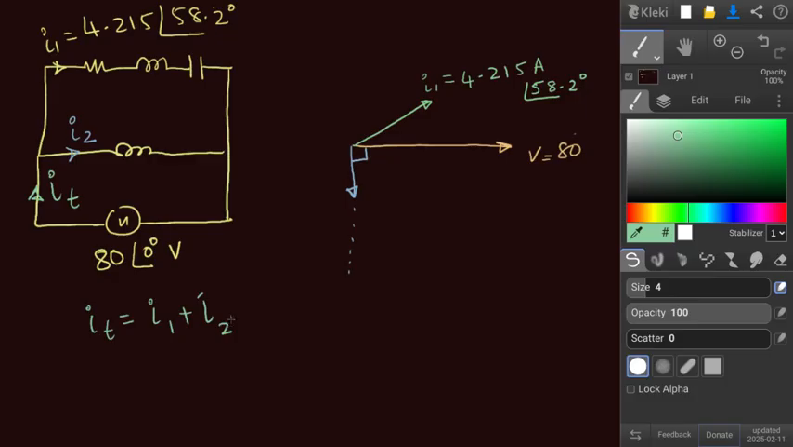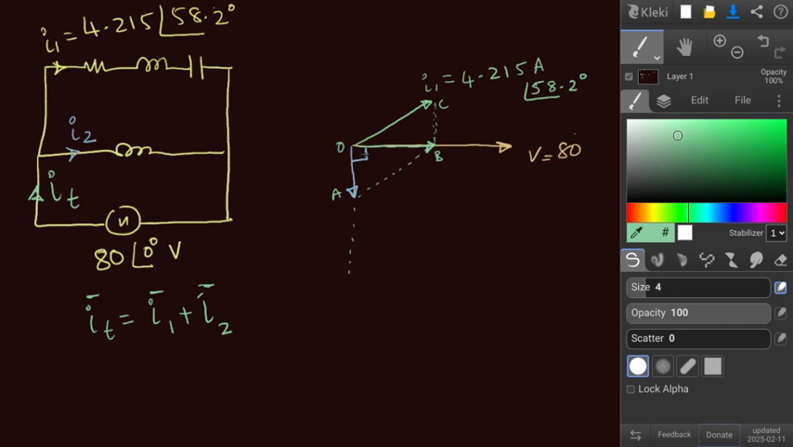Again, these are not real numbers. All these are vectors or complex numbers. So what is my requirement? My requirement is that the total current should be along V, and from the parallelogram addition of two vectors, the BC length should be equal to the OA length.